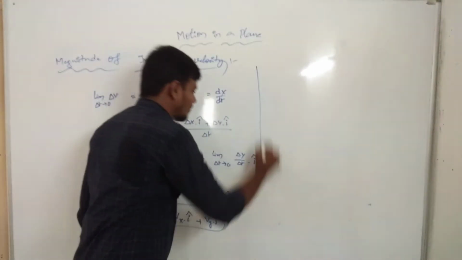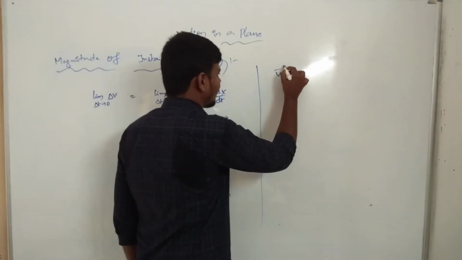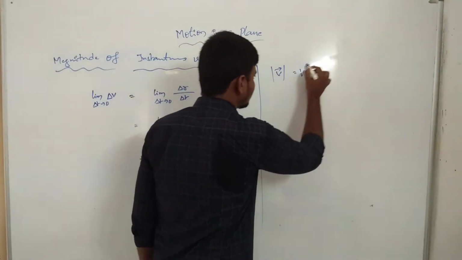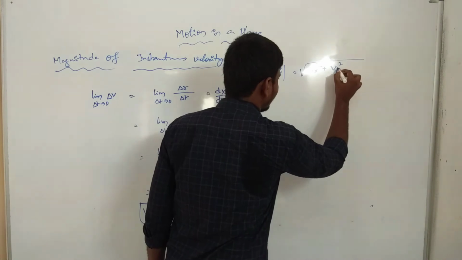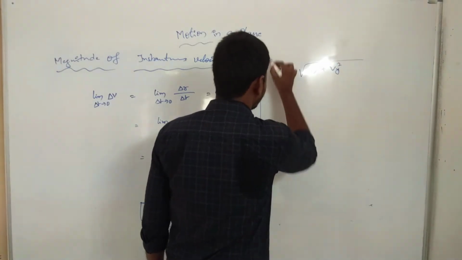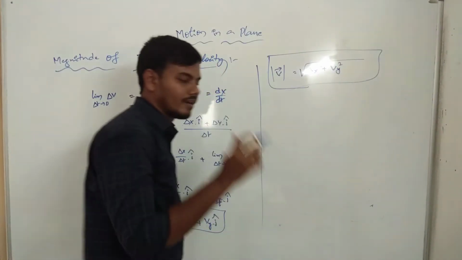Now the magnitude of this we can take as: the mod of v is equal to the square root of vx square plus vy square. This is the magnitude. Now what is the direction?